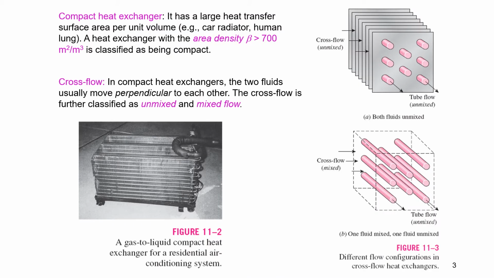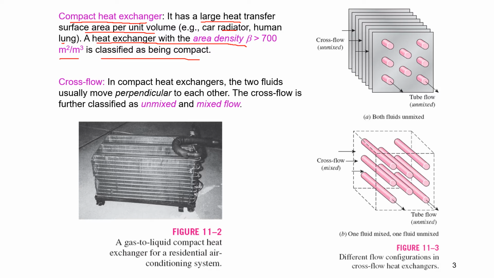Okay, we also have a heat exchanger type like the compact heat exchanger. This has a large heat transfer surface area per unit volume. We can find this kind of compact heat exchanger in a car radiator or the human lung. A heat exchanger with an area density beta of more than 700 square meters per cubic meter, so the area of the heat exchanger is above 700 square meters inside 1 cubic meter, is classified as a compact heat exchanger.